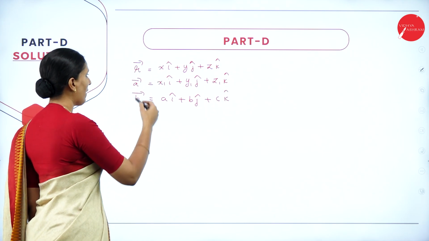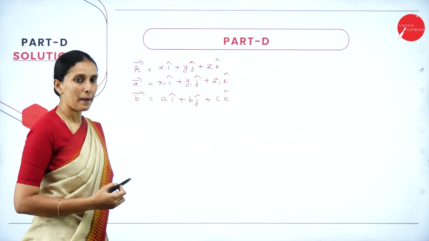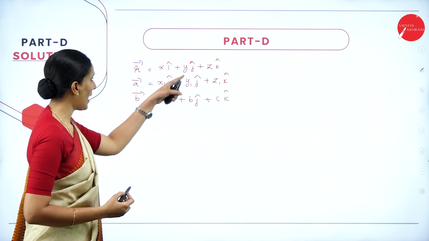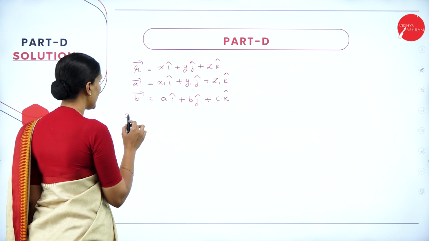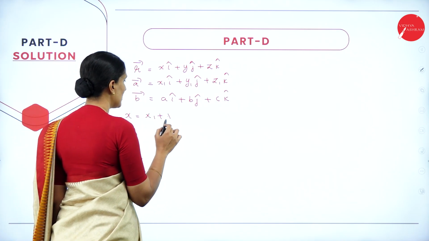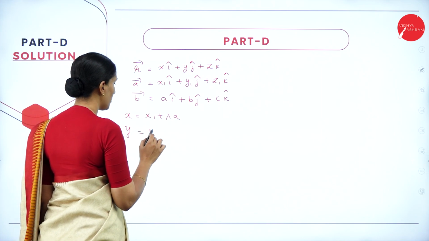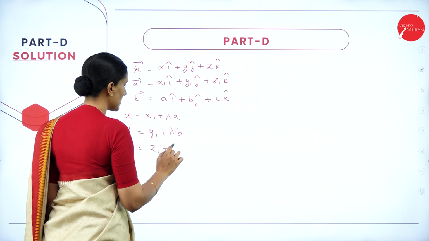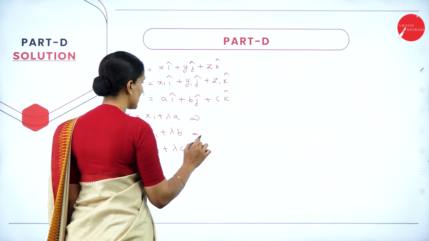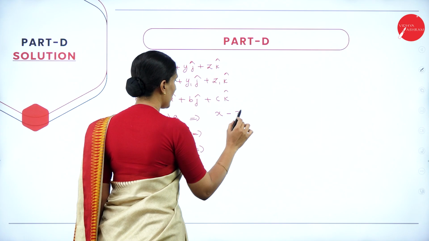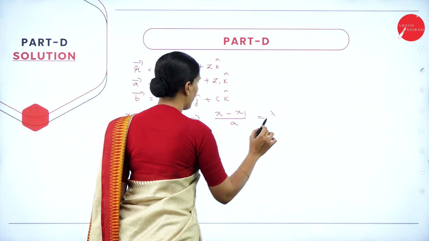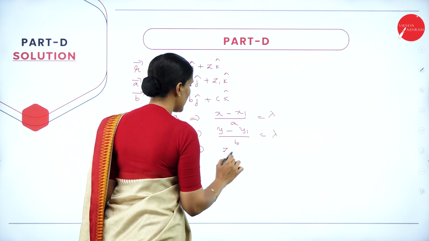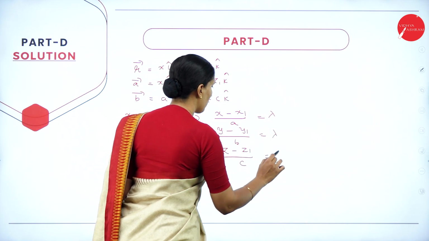Now substituting the values of r, a, b in equation 1 and equating the coefficients of i, j, k, we will get x is equal to x1 plus lambda a, y is equal to y1 plus lambda b, z is equal to z1 plus lambda c, which can be written as (x minus x1) by a is equal to lambda, (y minus y1) by b is equal to lambda, (z minus z1) by c is equal to lambda.